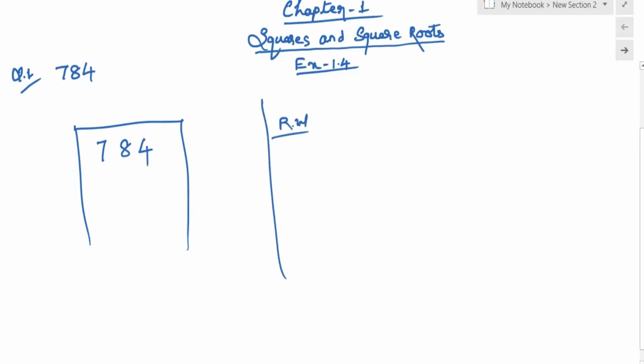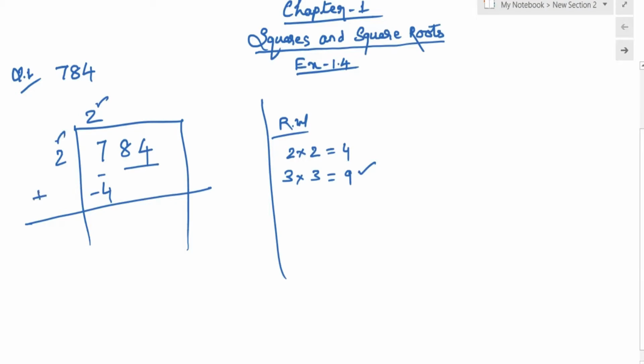Now what is the next step? You need to pair the digits from the right side. 84 is in the pair, now 7 is alone. Now you need to search for a number whose square gets you nearby 7. The same number, आपको same number देखना होगा, like 2 2s are 4 या 3 3s are 9. तो 3 3s are 9 तो ज़्यादा हो जाएगा, so it means we need to go for 2 2s are 4. तो जिस नंबर से आप मल्टीप्लाई करते हैं इन्हीं दोनों को आपस में आपको प्लस भी करना पड़ेगा.